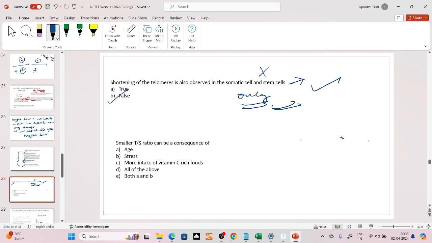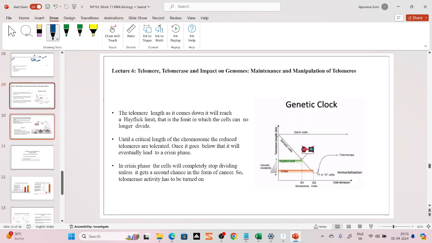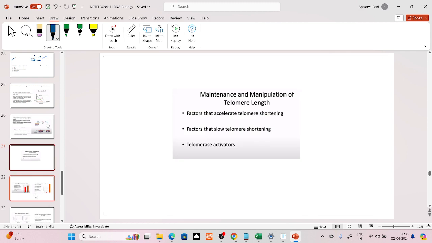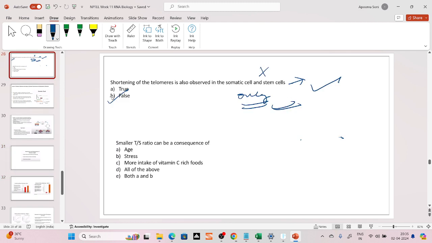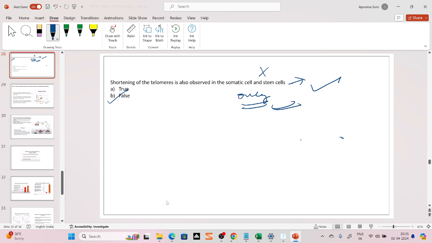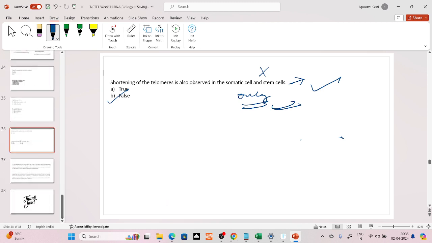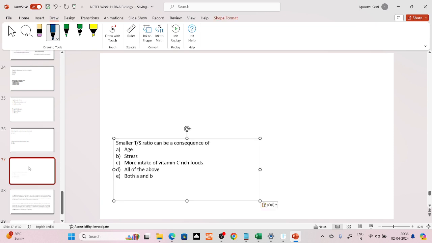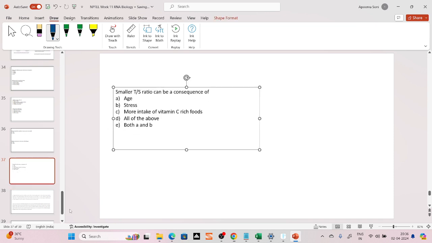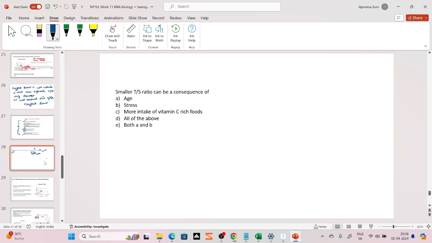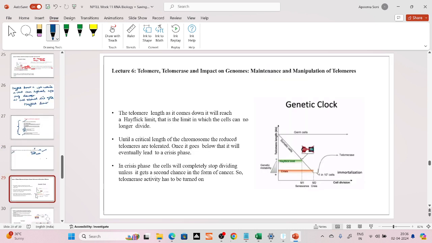Okay, next question: a smaller T/S ratio can be a consequence of age, stress, more intake of... This question I think we will deal with after we study this lecture. At the end we'll solve this question, because we haven't studied these topics till now. Fine. Now we come to lecture 6, which is the last lecture of today.